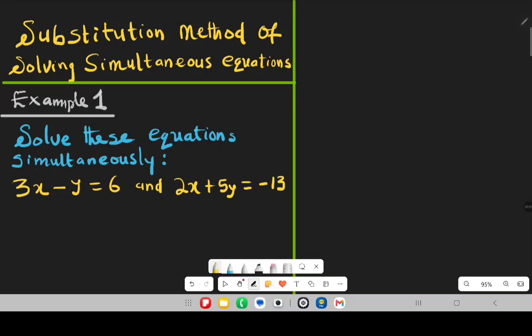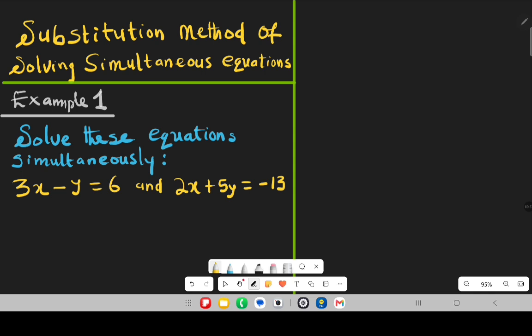Today I'm going to show you how to use substitution method to solve simultaneous equations. Example 1: solve this equation simultaneously. 3x minus y equals 6 and 2x plus 5y equals minus 13.